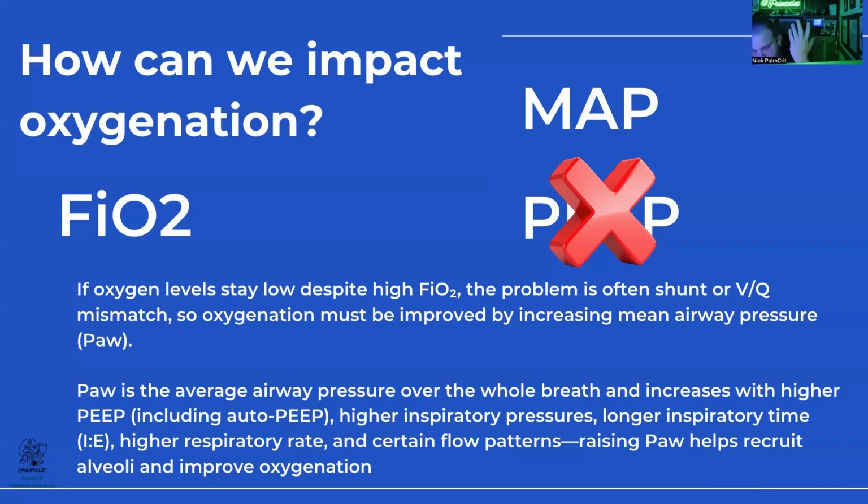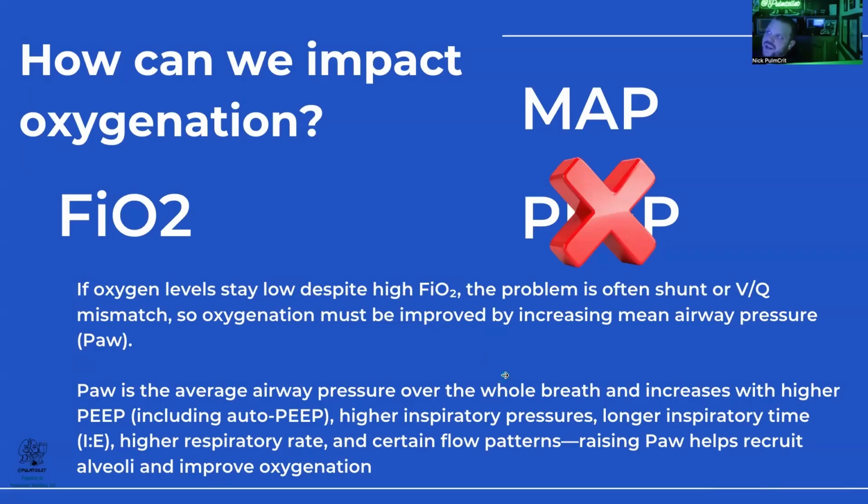APRV, right? So you really increase the mean airway pressure by increasing the inspiratory pressure in APRV and increasing the I time in APRV. So it's not really PEEP, yes, but that's a piece of the puzzle. It's really your mean airway pressure, which is made up of your inspiratory time, your PEEP, your airway pressure, and sort of your overall I:E ratio.